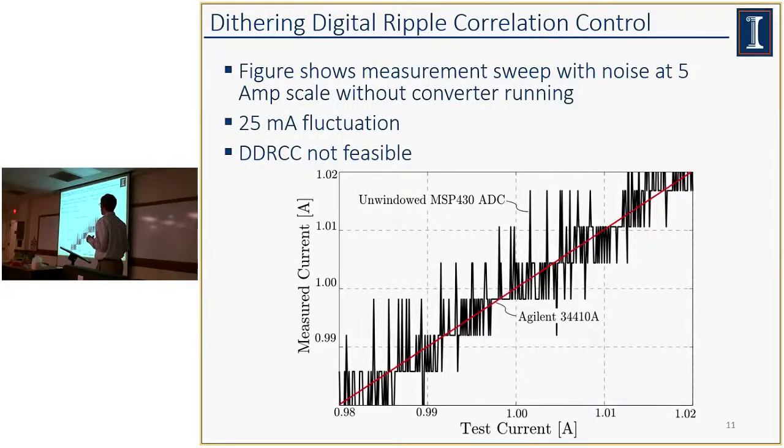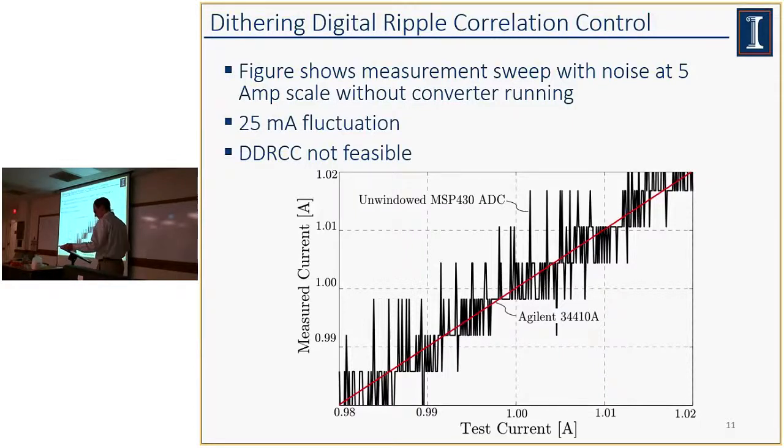And what we see here is that we have a 25 milliamp noise fluctuation, and this is really going to make it impossible to measure the small delta I that we need for maximum power point tracking using DDR-CC. And we have a similar problem with voltage, although it's not quite as significant because of the way the voltage is measured as opposed to current.